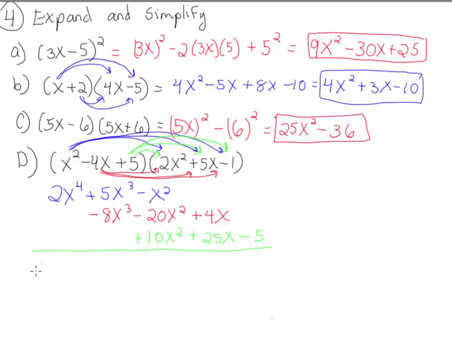Combining all my like terms, my final answer will be 2x to the 4th minus 3x cubed minus 11x squared plus 29x minus 5.